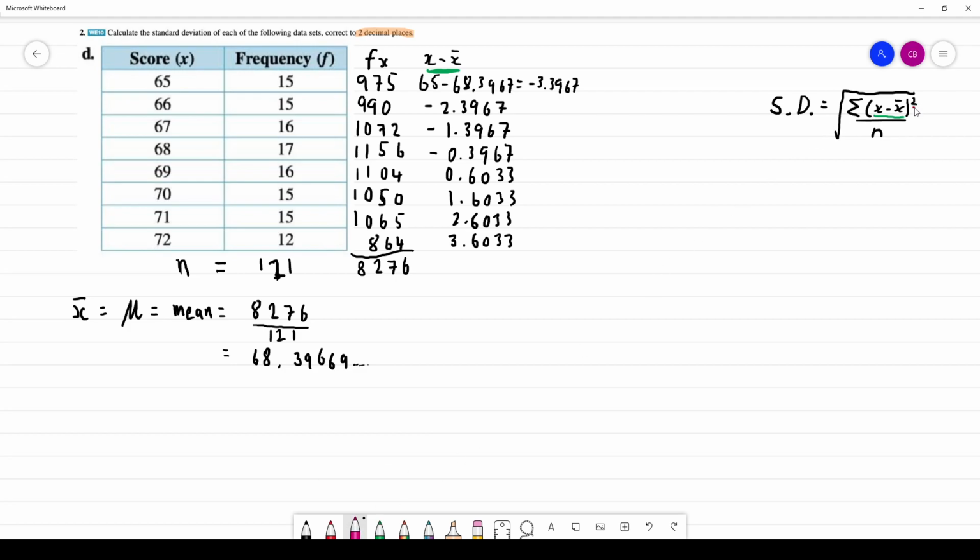So this squared here. So we can make a new column, x minus x bar squared. And we're just squaring this result here. So this is what we're squaring. So if we put that in our calculator, we'll get something like this, 11.5375, etc.